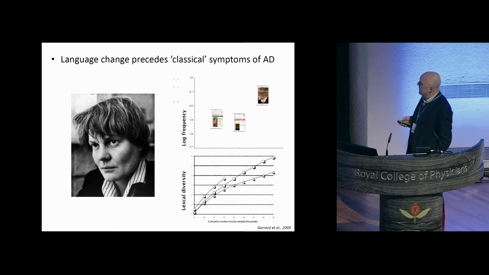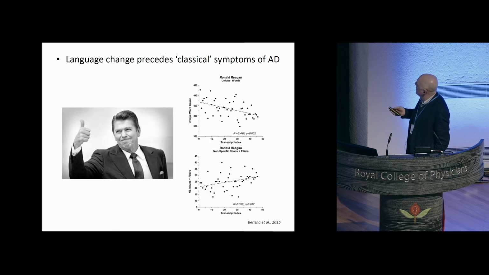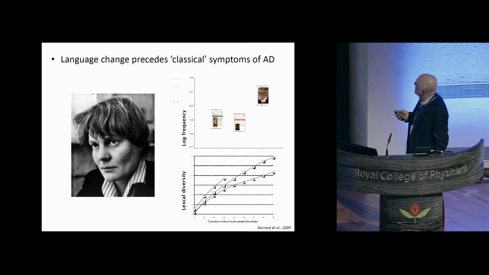visuospatial impairment. And we demonstrated this long time ago by looking at the novels of Iris Murdoch, and found that her word frequency changed in her later works, and the rate of introduction of new words, the progressive type token ratio, the cumulative lexical diversity, was different in the three novels as well.